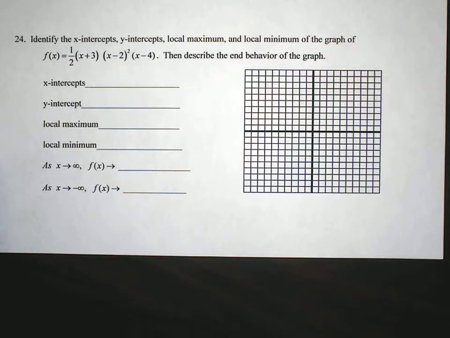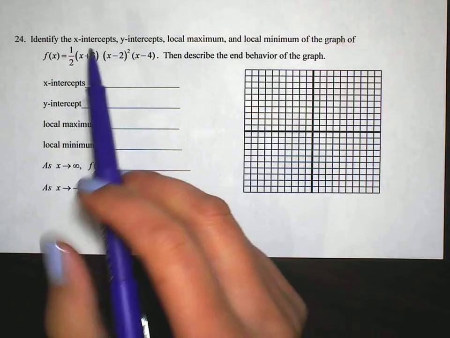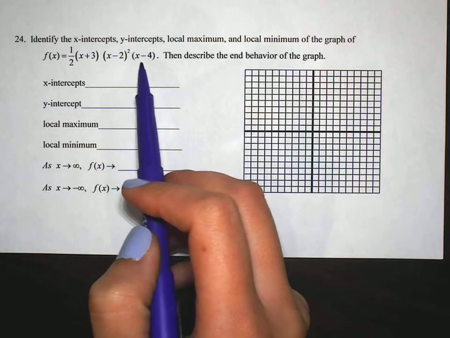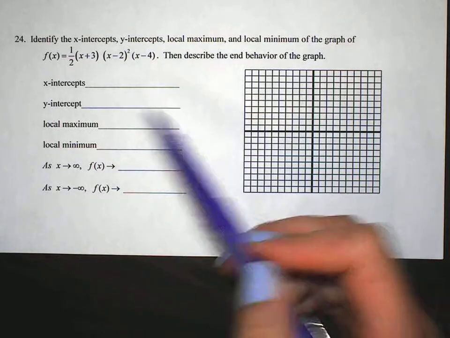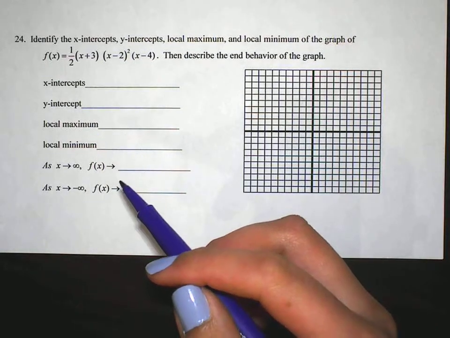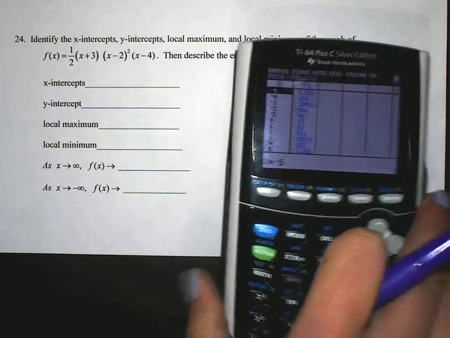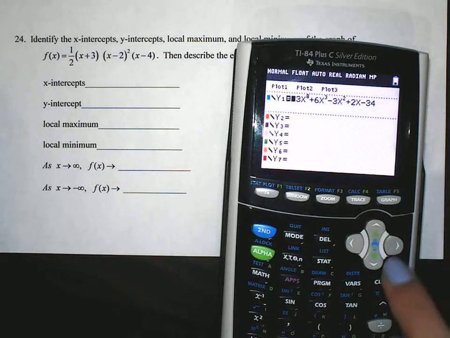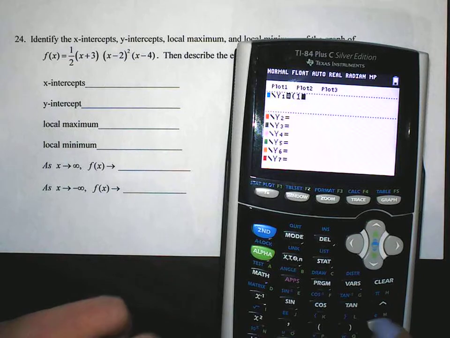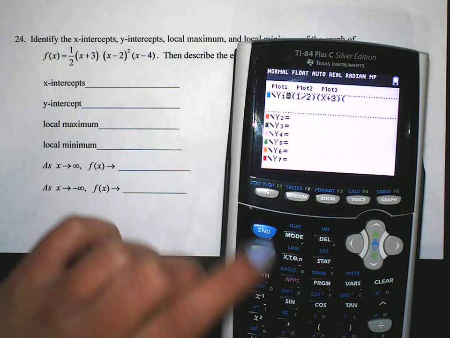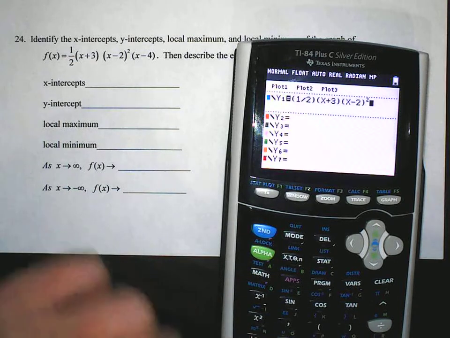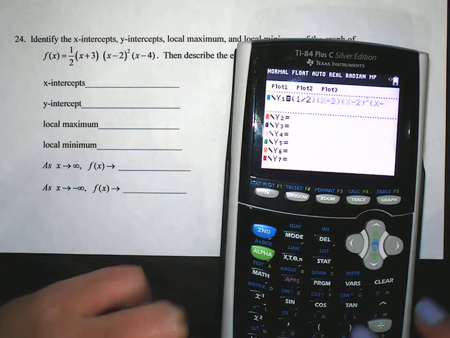24, it says identify the x-intercepts, y-intercepts, local maximum, and local minimum of the graph of the function is 1/2 x plus 3 times x minus 2 squared times x minus 4. Then describe the end behavior of the graph. So it's asking you to do all these things here. Whenever we're asked a graph, we're going to plug it into our calculator first. So we're going to do 1/2 in parentheses, and x plus 3 in parentheses, x minus 2 in parentheses, and you square it, and x minus 4.